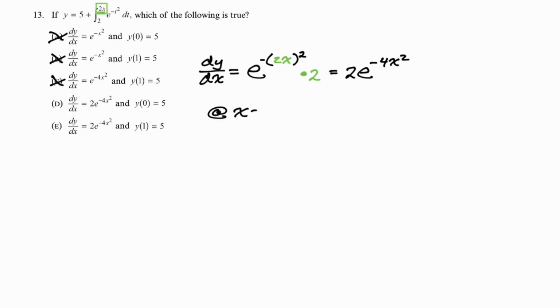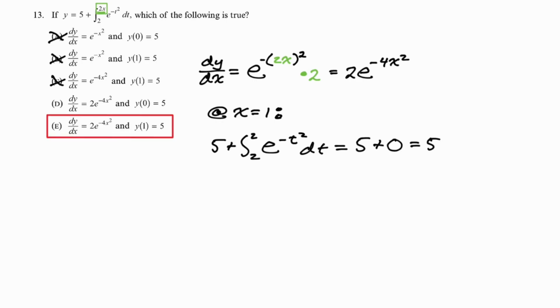So at x equals 1, we're going to get 5 plus the integral from 2 to 2 of e to the negative t squared dt. The integral from a to a of anything is going to give you 0. So from 2 to 2 of blah is definitely 0. So we just get 5 plus 0, which is 5. So the answer is definitely E. If you had chosen to plug in 0, you actually would have kind of struggled because you wouldn't be able to figure out that definite integral. But no matter how you choose to approach it, the answer is E.